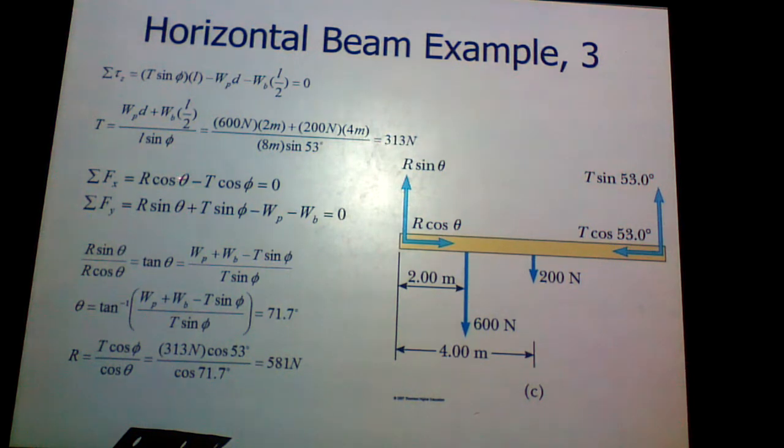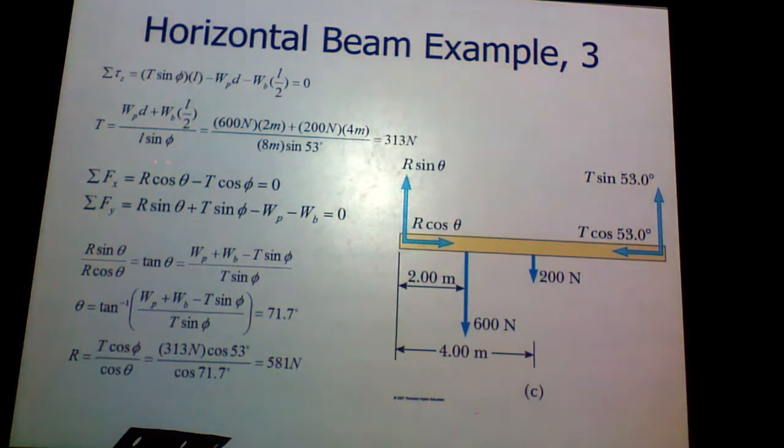So I took these two equations and set R cosine theta equal to T cosine phi, and R sine theta equal to the weight of the person plus the weight of the beam minus T sine phi, and I divided them by each other. I did that because R cancels out, and sine theta over cosine theta is tangent theta. I know the weight of the person, the weight of the beam, the tension we just solved for, and phi, which is 53 degrees. So I can figure out theta, and that's 71.7 degrees.